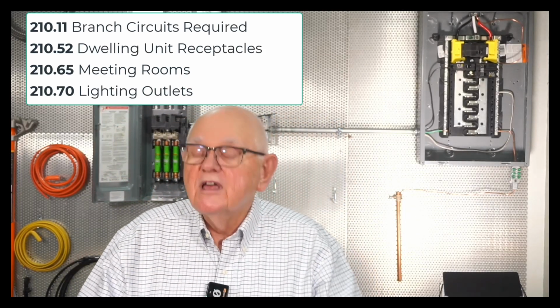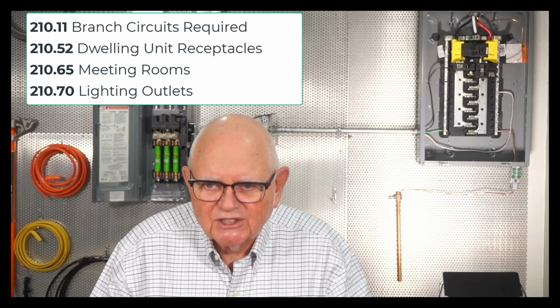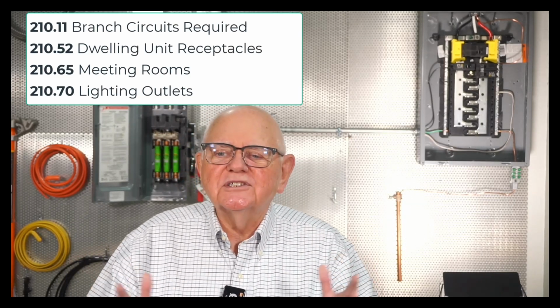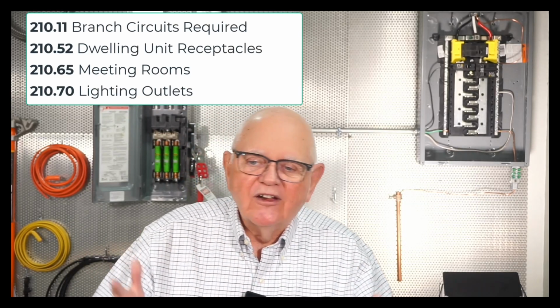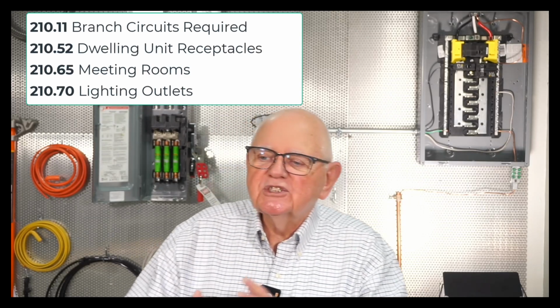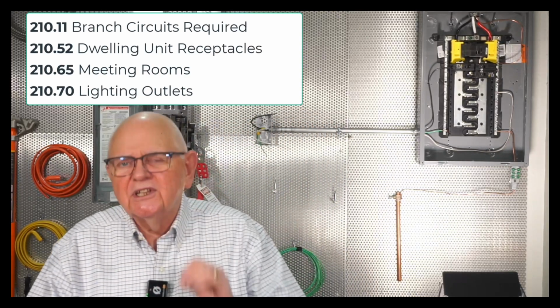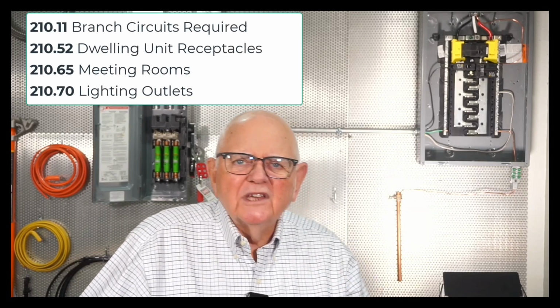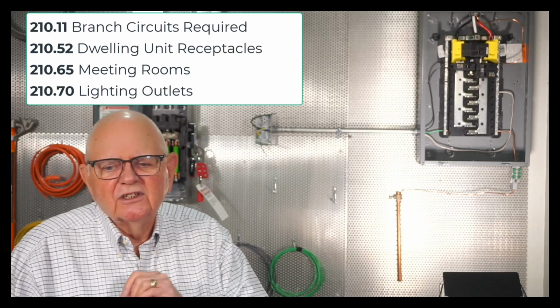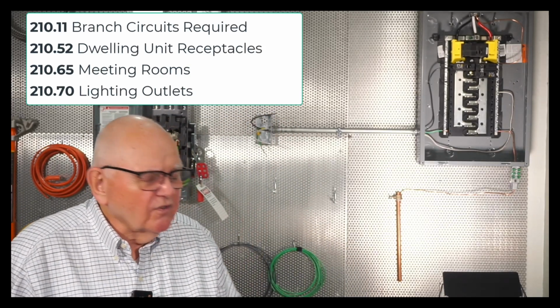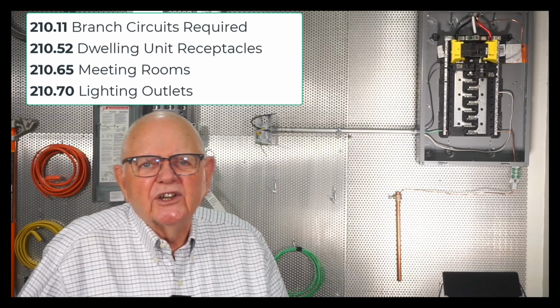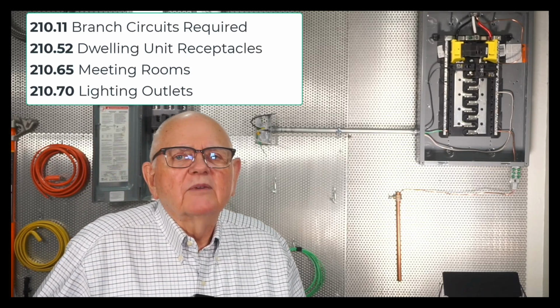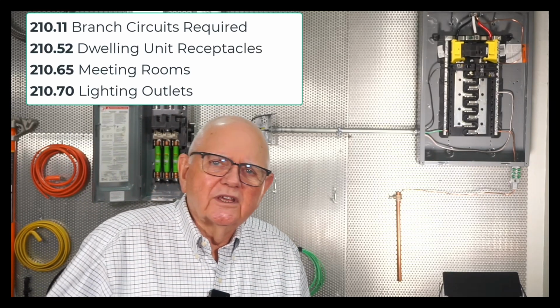Countertops and work surfaces is covered in subsection C. Bathrooms is covered in subsection D. Outdoor outlets in E. Laundry area in F. Basements, garages, and accessory buildings in subsection G of 210.52. And hallways in subsection H. And then finally, our entrance foyers is covered in subsection I. That's a lot of information. And those are for dwelling units.